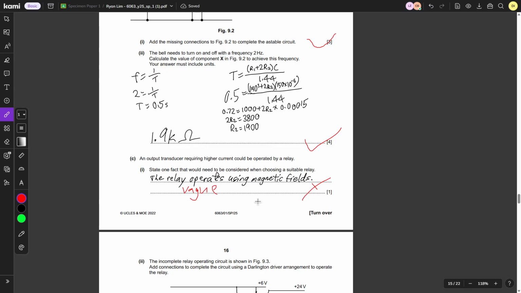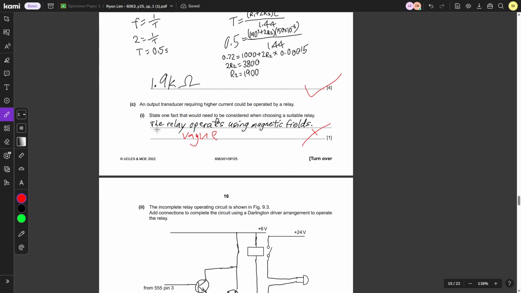So what if there's magnetic fields? The so what is that because it operates with magnetic fields, it deals with inductors. And with that, you immediately need a flyback diode. So for this one, you need to say that there's a flyback diode. But a better answer will probably be that a relay needs... actually, no, this is fine. It's just that you had to say the flyback diode thing.